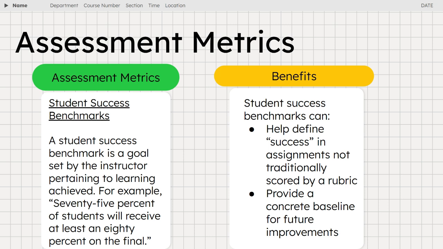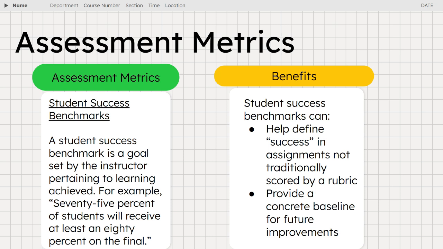And then based on that information, where the commonalities are for the students that struggled and what we need to do as instructors to make that better. If students are really struggling with questions 16, 20, and 35, and they're all kind of about the same thing, that's something we'd need to focus on. If they're all about 3 different things, we would still need to take some time to focus on them. Student success benchmarks can help define success in assignments not traditionally scored by a rubric and provide a concrete baseline for future improvements. So we as instructors really need to know what success looks like.